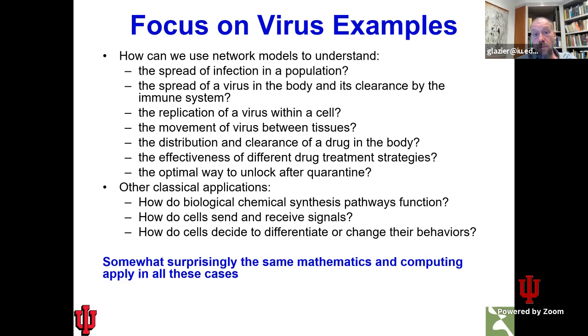And then we will inevitably, when we talk about biological context, talk about how cells synthesize molecules, because viral replication is about synthesis. How cells send and receive signals, because the immune response is about that. And how cells decide to differentiate and change their behaviors. If you want to understand what's happening with viruses inside of the tissue, you have to know those things. We'll find again that all of these examples and many more have the same mathematics and computing. And so the same technologies that we'll build mathematically and computationally to solve any one of these problems will apply to all of them.